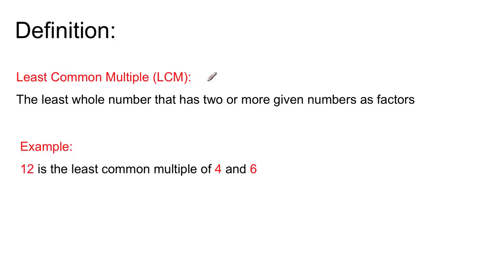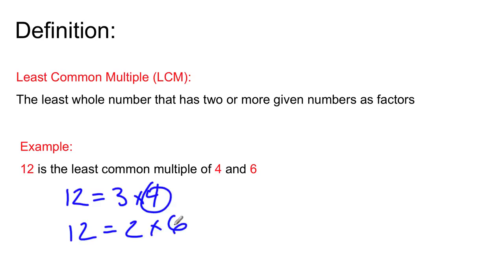Least common multiple: the least whole number that has two or more given numbers as factors. So 12 is the least common multiple of 4 and 6. So 12, you can get 3 times 4, and you can get 2 times 6. So there is your least common multiple. 12 works out like that. That's where you're getting these.